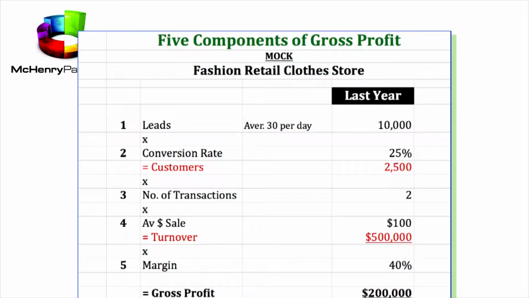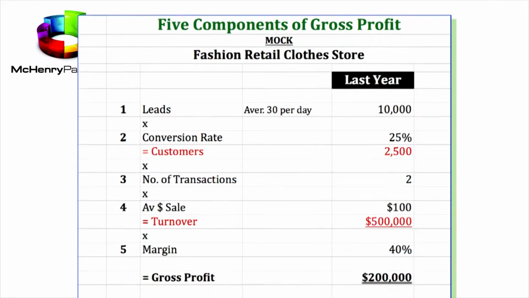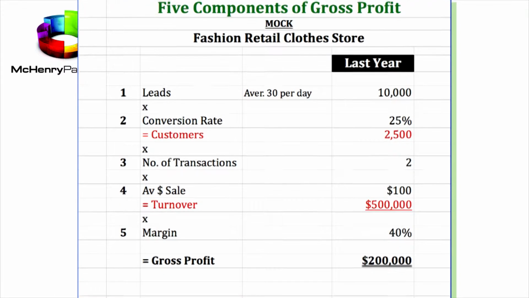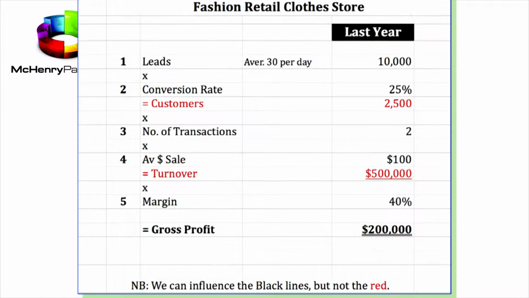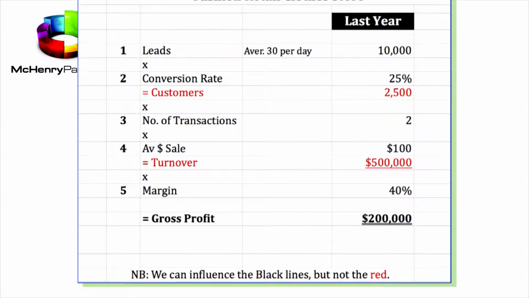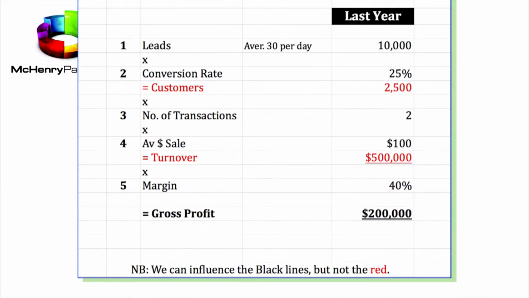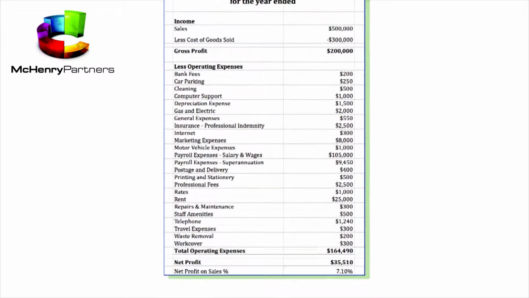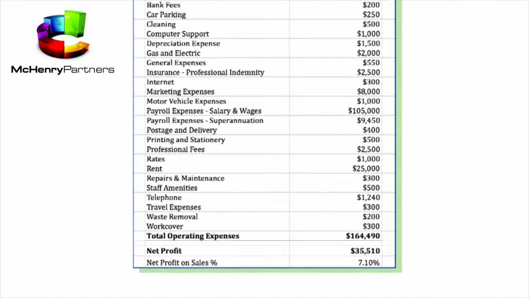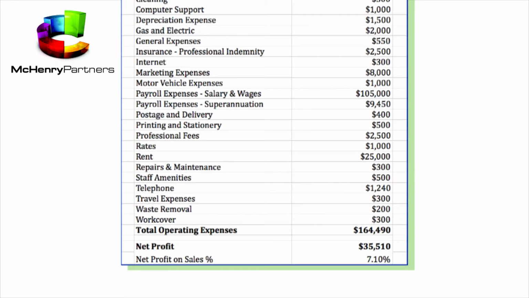Your profits. The gross profit is the end result of the effectiveness of the 5 components mentioned. So 10,000 leads converted to 2,500 customers who bought twice a year at an average spend of $100 generates $500,000 in sales, and a gross profit is kept of $200,000. As per the profit and loss statement, hopefully this gross profit is sufficient to cover all the operating expenses of the business and leaving a reasonable profit for the owner.